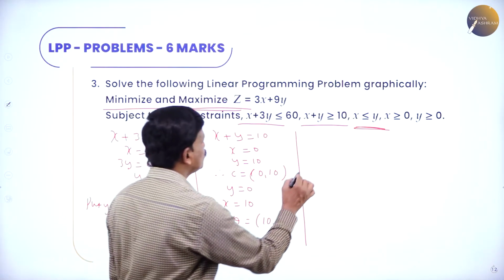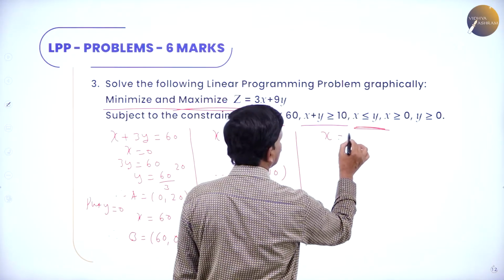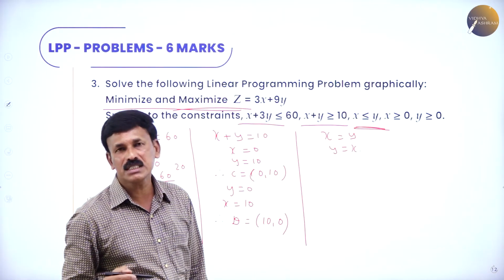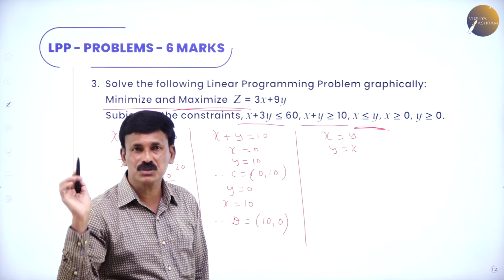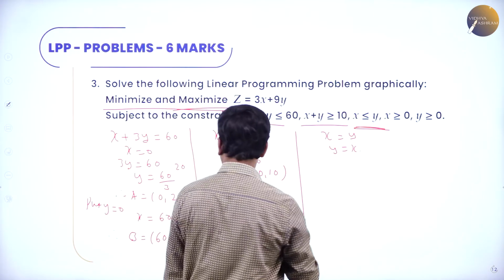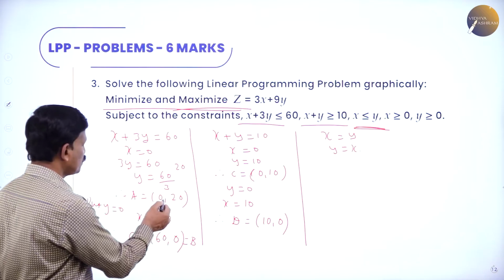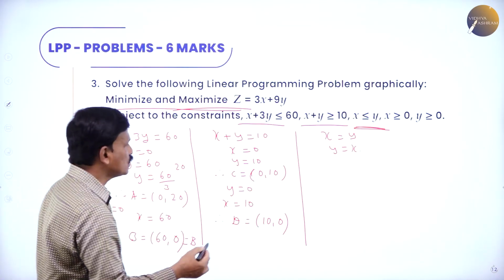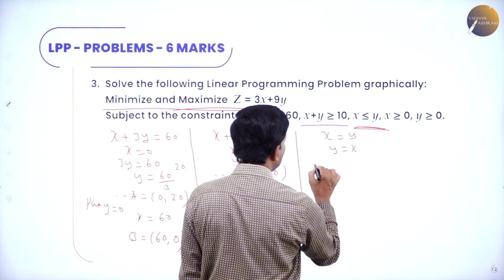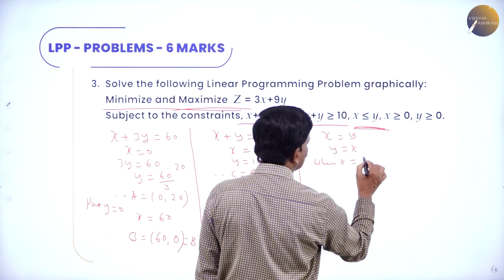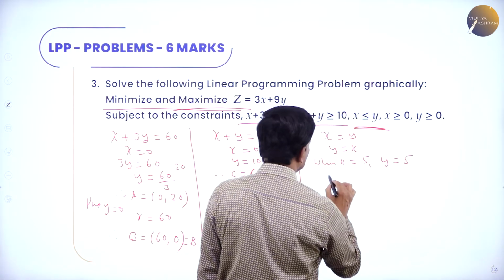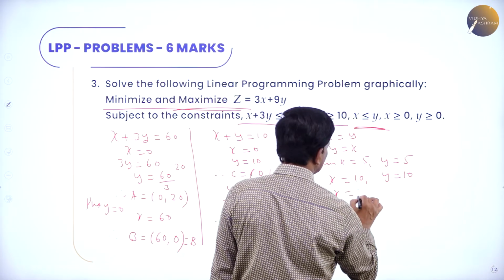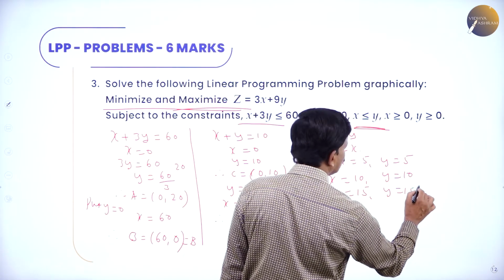Now what is the other equation? x ≤ y means x = y, that is y = x. Now you know y = x is nothing but the equation of a straight line which passes through the origin. So you can take equal values. See here, the points we have obtained are (10, 10), (20, 20), (30, 30). When x = 5, y is also 5. When x = 10, y = 10. When x = 15, y is also 15.